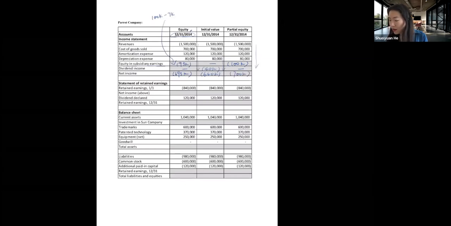And then for the statement of retained earnings, we just carry over those numbers to the statement of retained earnings. And then if you add them up in your statement of retained earnings, you are going to get the ending balance for your retained earnings.